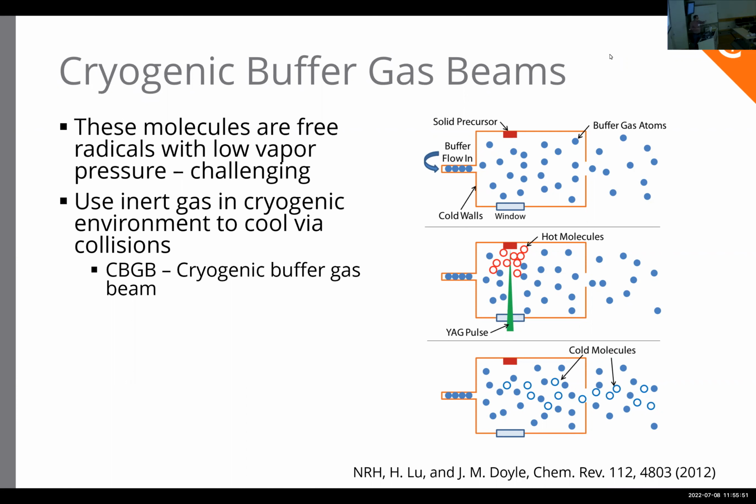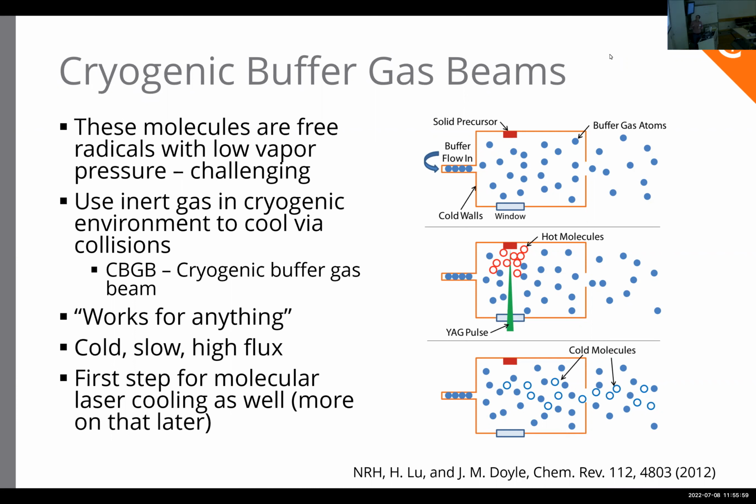And then you can shoot that beam towards whatever you want to do with it, like do a spin precession measurement to look for the electron EDM or something else. This technique is pretty versatile. It works for anything. You can make these beams using atoms. People have made cryogenic beams of large biomolecules. It's a very versatile technique. And the beam you get is colder, slower, and higher flux than other methods to make molecular beams. So this is what people use these days. It's also the first step for molecular laser cooling, which I'll talk more about later.